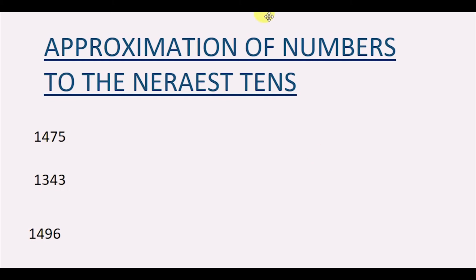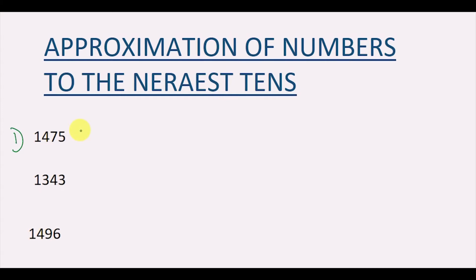Now, let's start. The question says approximate. The question asks us to approximate these numbers to the nearest tens. So in this first one, let me get my marker. This first one here is 1475. So I was told to approximate this number to the nearest tens. The first thing you have to do is to what? You should put your place value on your number to know which number is actually representing tens.